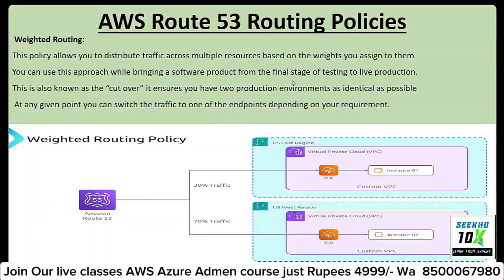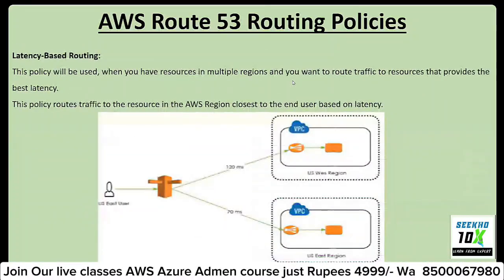Okay. Next is latency based routing. This is also one of the major important routing policies. Latency based routing means, if I have a user sitting in the US east region who wants to access a site, and I have the site in both networks, like the US west region and the US east region, it is routed to whichever is the shortest time for him.